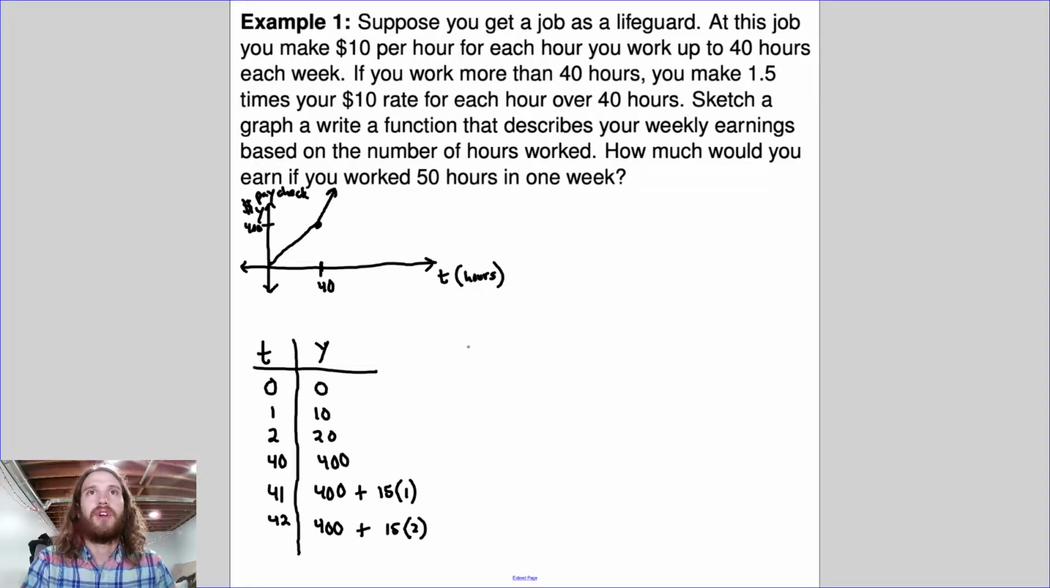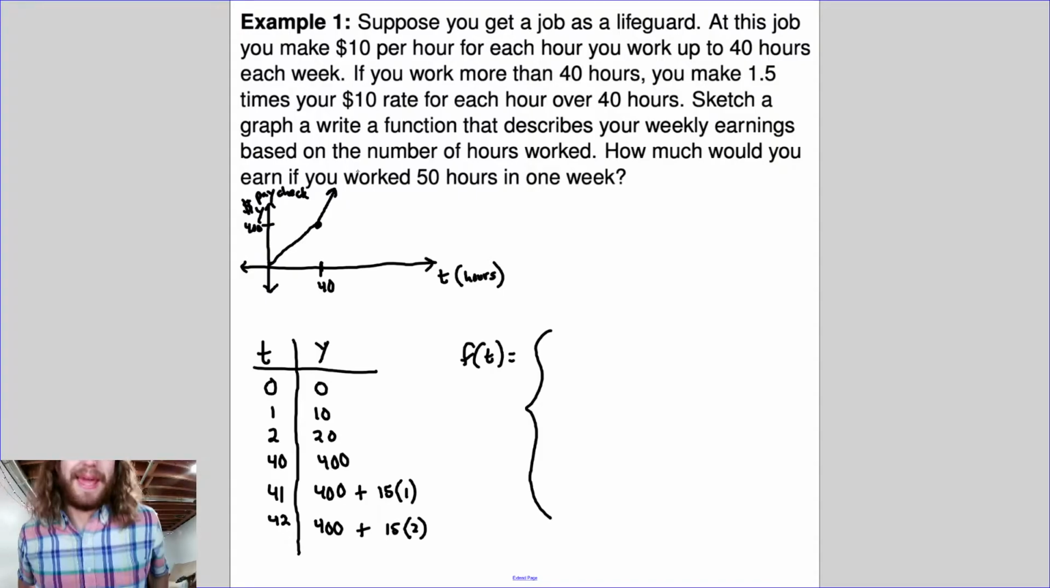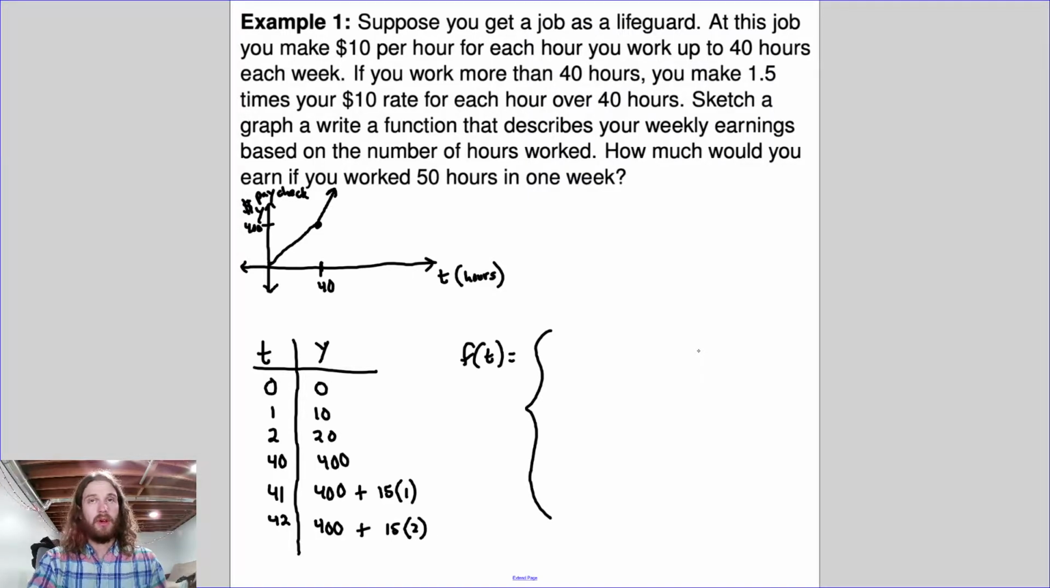Okay, so let's write our function. Our function f of x, or f of t, rather, in this case, has two zones. It has the zone when we're getting paid our regular time, and then the zone when we're getting paid time and a half. From here to here, you're getting paid 10 times t, which is the number of hours of work. That is when t is less than or equal to 40, but greater than or equal to 0. You can't work negative hours, so you have to limit t to bigger than 0, but less than 40.